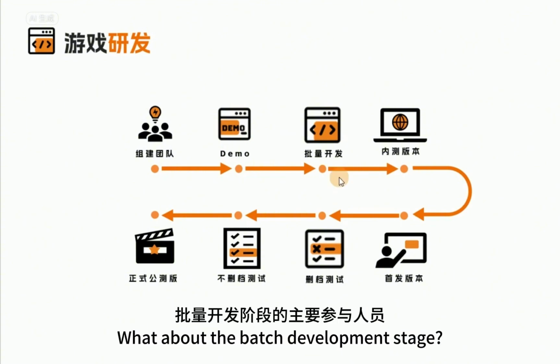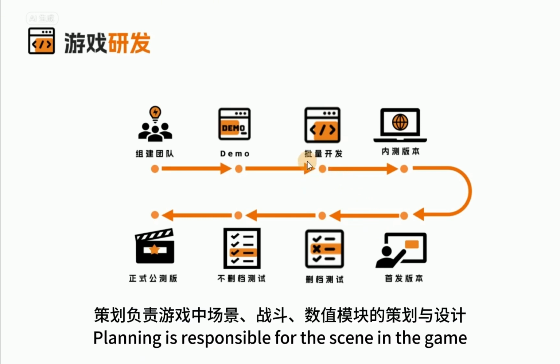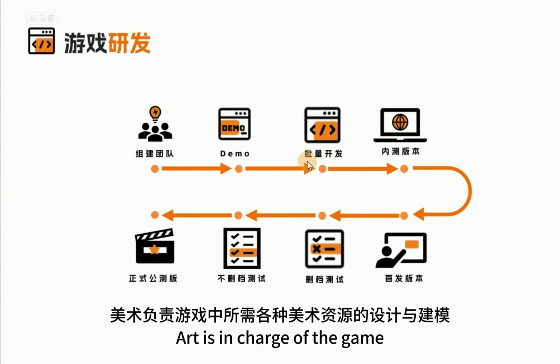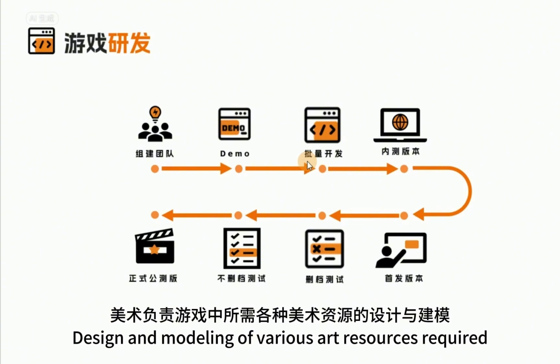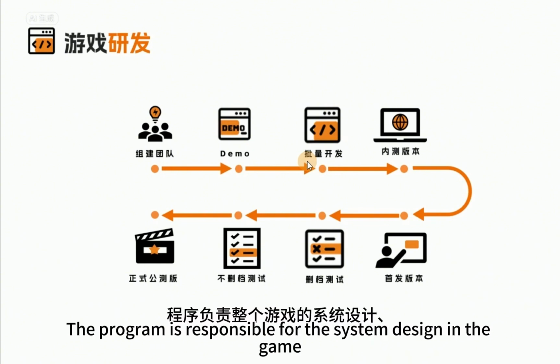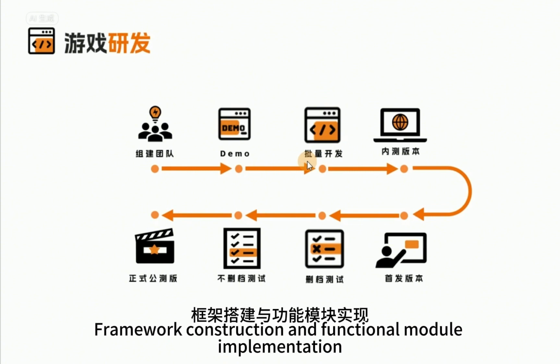What about the batch development stage? The main participants are programming and art. Planning is responsible for the scenes in the game and the planning and design of the combat numerical module. Art is in charge of the design and modeling of the various art resources required for the game, for example, original painting design and 3D modeling. The program is responsible for the system design in the game, framework construction, and functional module implementation.